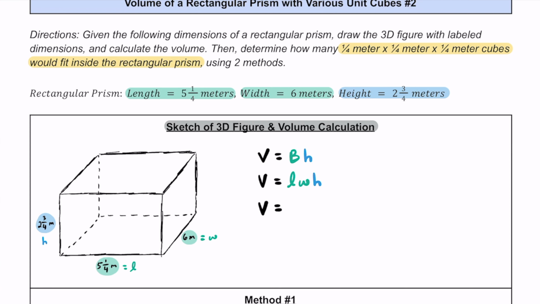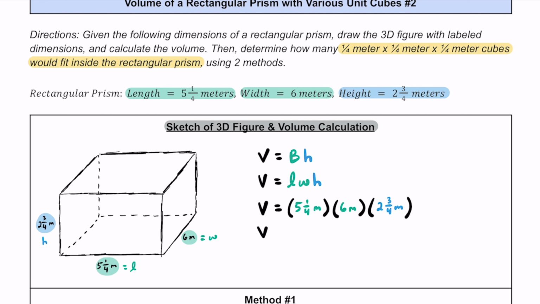So we can substitute the length, which is 5¼ meters, and we're going to multiply that by the width. The width is going to be 6 meters. Let's substitute that in as 6 meters. And then finally, we're going to multiply this by the height. The height is going to be 2¾ meters. So we can multiply these three dimensions together to get the volume.